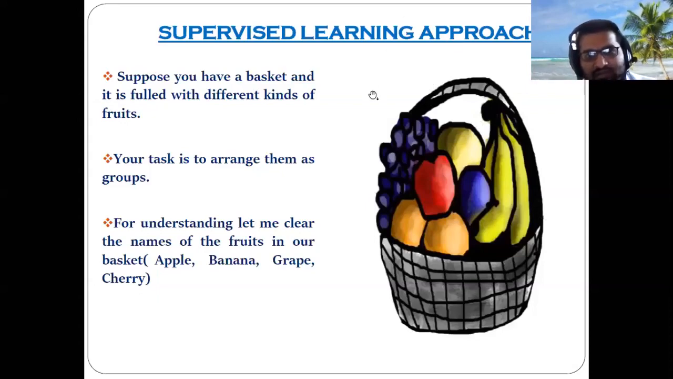Here you can see this basket with some fruit. And what do we have to do? We have to do the grouping of this fruit. Understand the thing? We have to do the grouping of the fruits which are put in this basket.